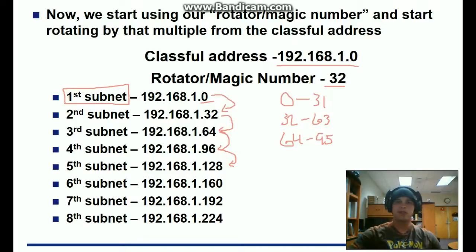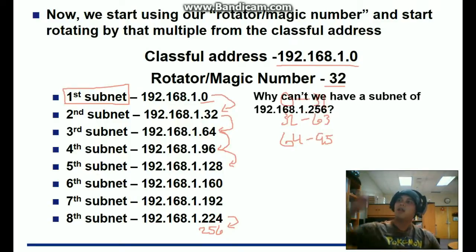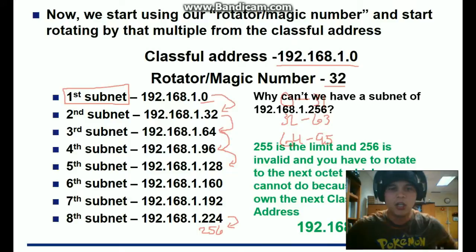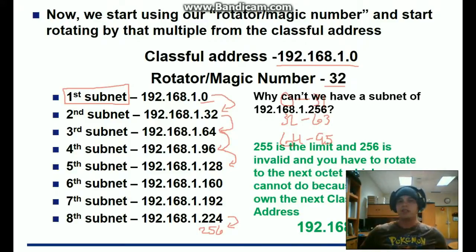All right. So if you keep going, and let's say we get to 224, we add 32. What does that equal? 256. Is that a valid subnet? Why can't we have a subnet of 192.168.1.256? Well, 255 is the limit and 256 is invalid, and you have to rotate to the next octet, which you cannot do because you do not own the next classful IP address. So you have to know where your boundary lies when you start calculating subnet IDs.